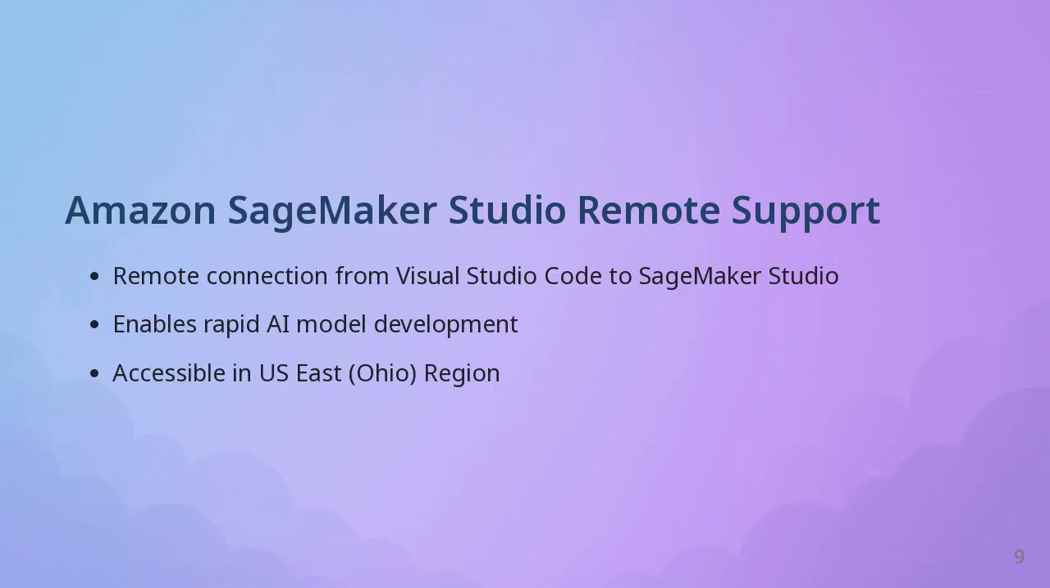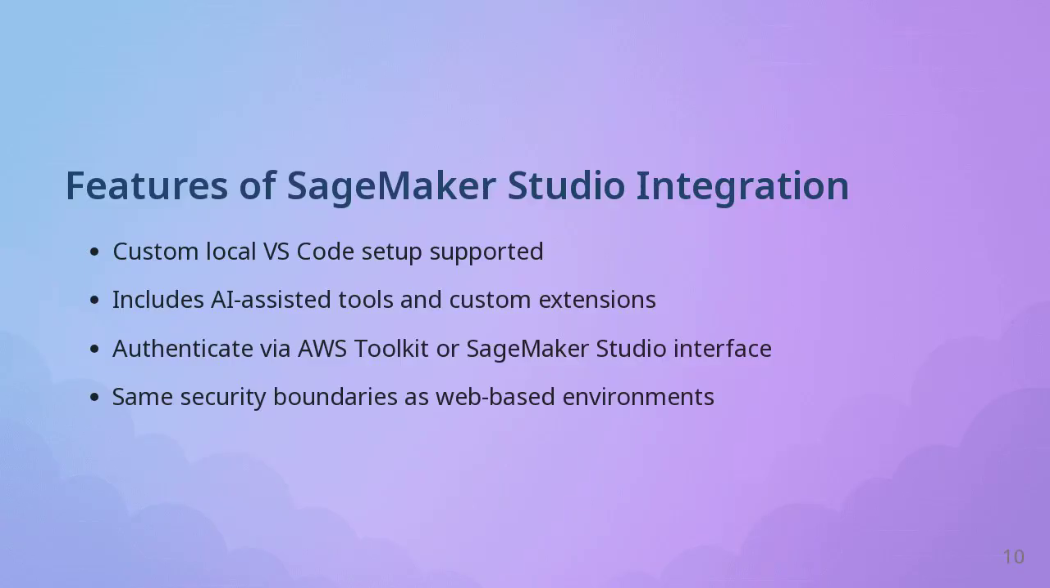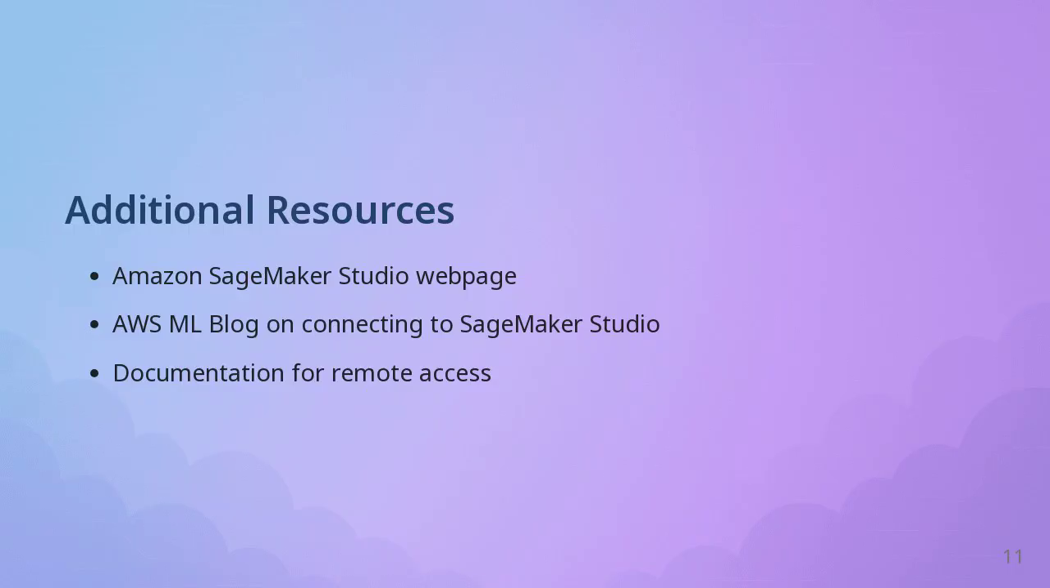With this integration, developers can use their customized local VS Code setups, incorporating AI-assisted development tools and custom extensions while maintaining the security boundaries of SageMaker Studio's web environments. To learn more, refer to the Amazon SageMaker Studio webpage, the AWS Machine Learning blog for detailed guidance, and the official documentation on remote access.